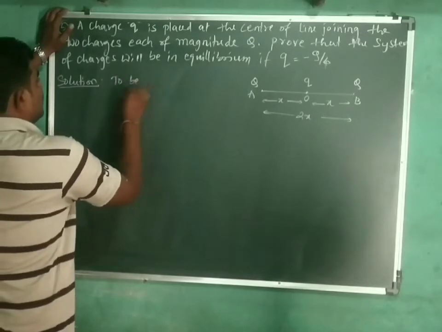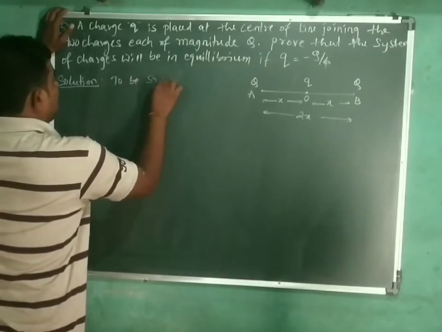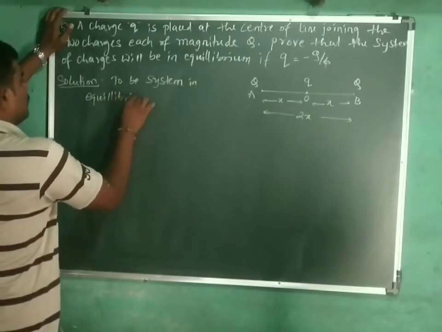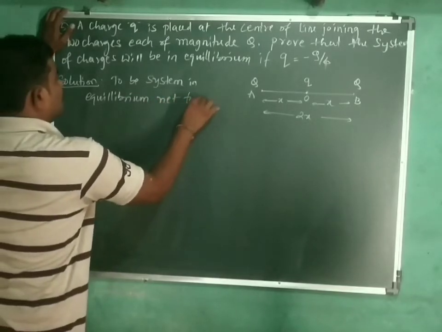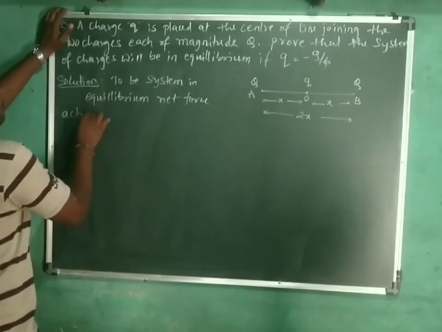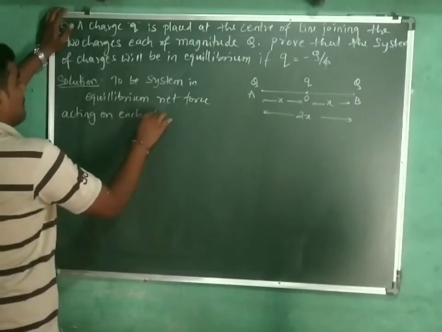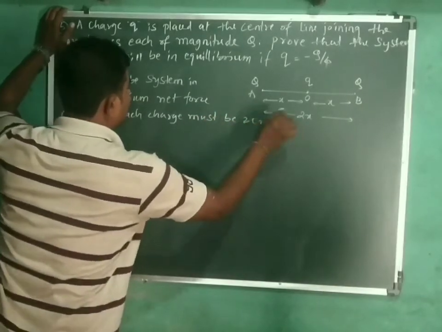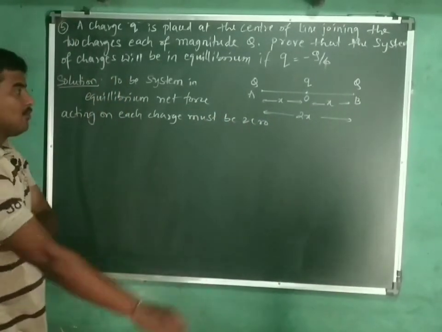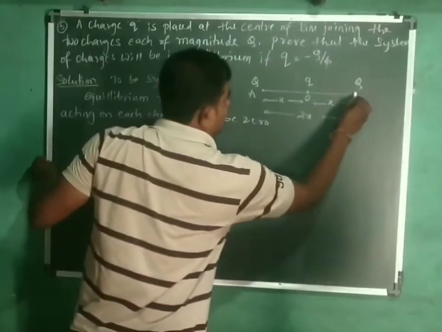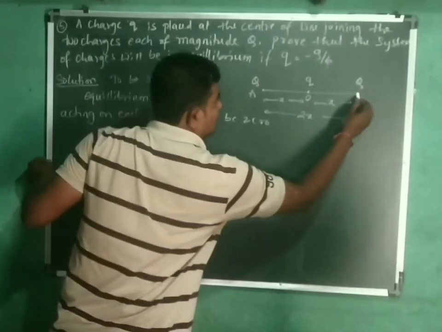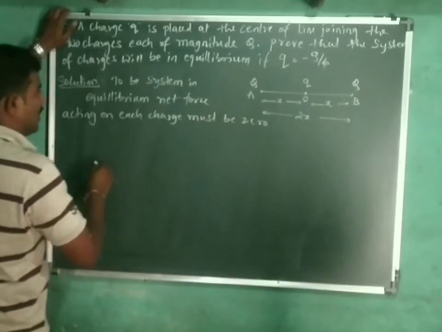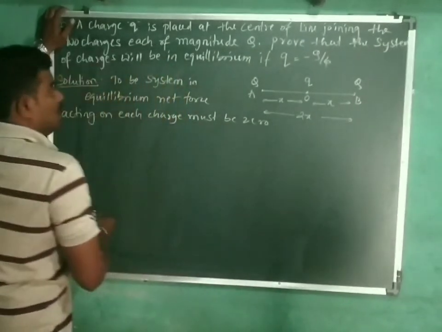For the system to be in equilibrium, the net force acting on each charge must be 0. This is the condition actually. Net force acting on each charge must be equal to 0. Therefore we shall consider this charge. The force on this B charge due to A and due to O must be equal. Consider this charge Q at B.